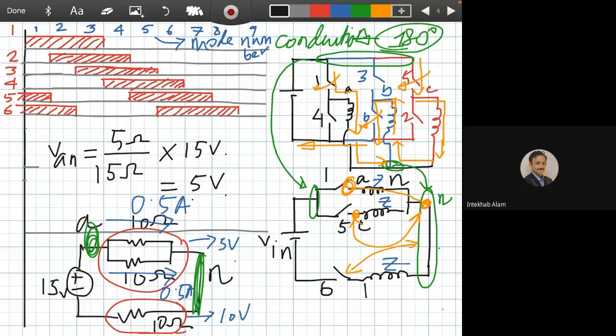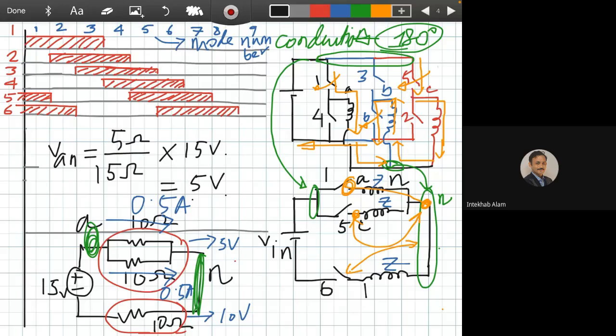Can you recall that using KVL and KCL we defined the voltage division rule and current division rule in our DC circuits? Is it okay with you? Yes, sir. Okay, now we can proceed.